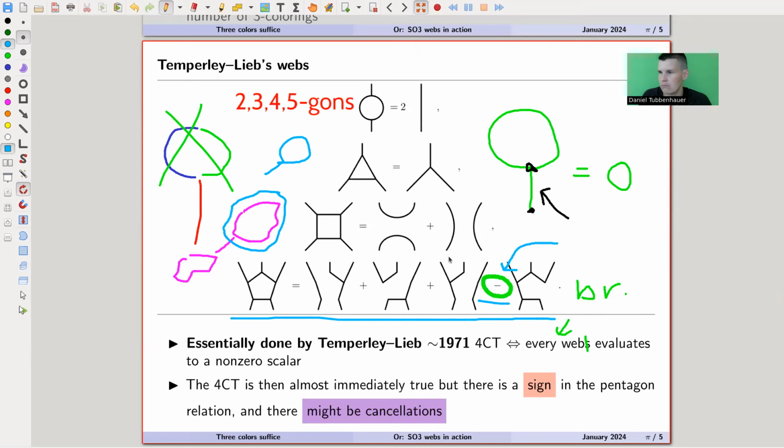But you can. So you need to keep track of the sign, and you need to make sure that there's always something bigger so that the sign never gets you into some negative area.